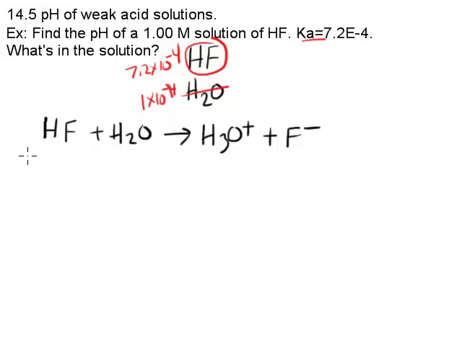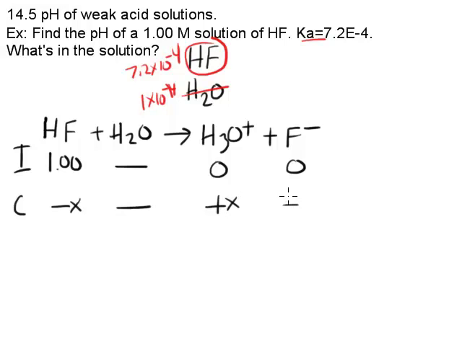So our ice table, our initial concentration of HF is 1 molar. H2O is a liquid. It doesn't go in our ice table. It doesn't go in the equilibrium expression. We're not starting with any of these. We want to know how much does it form. So our change is going to be minus X, nothing for H2O, plus X and plus X. And our equilibrium is going to be 1 minus X, X, and X.